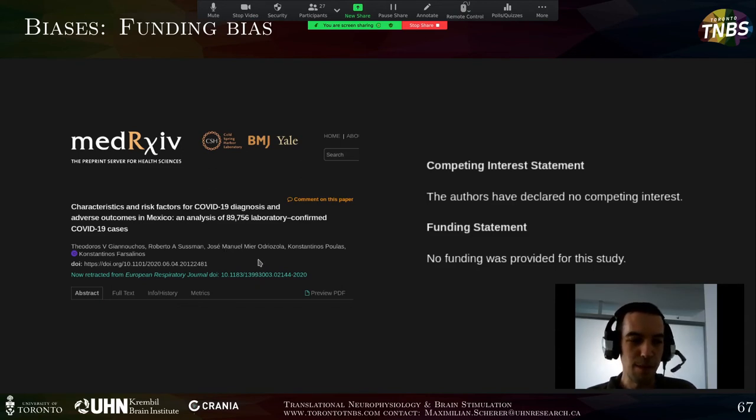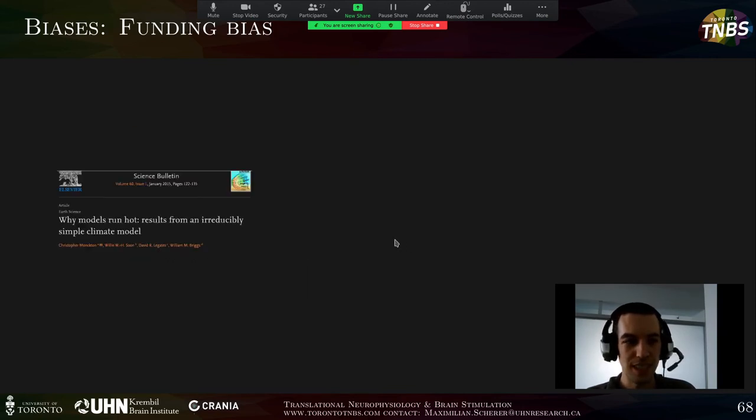And the paper got retracted because they got a grant from the tobacco industry. And then we have another nice example here where the topic is climate prediction and global warming.